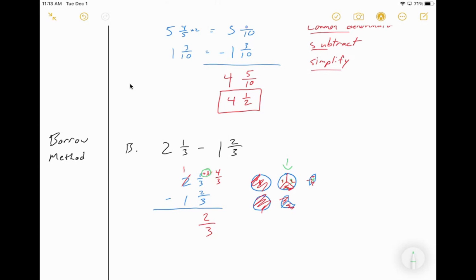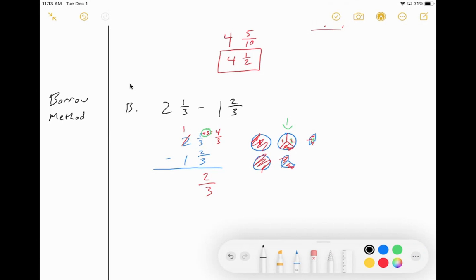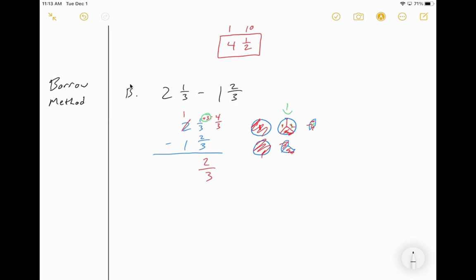Okay, so that's method 1, the borrow method. It's fast once you get the hang of it, and this is a method I actually prefer. But there's another method. If this is really confusing to you, I'll show you another one. The second method is called the improper method. Now, I'm going to do letter B again because I'm going to do the exact same problem with a different method, so that's why there are 2 letter B's. So again, 2 1/3 minus 1 2/3.